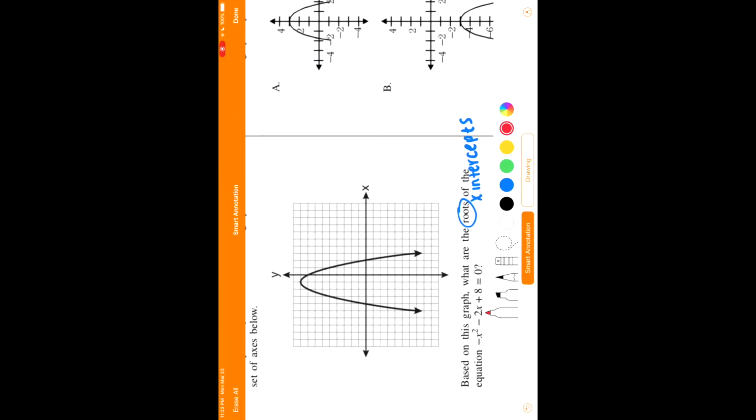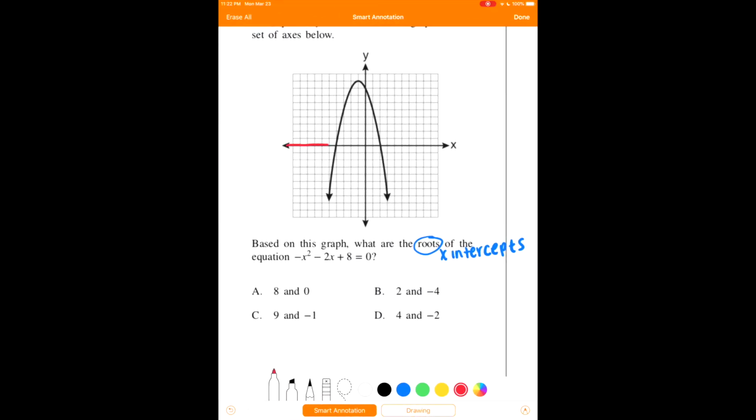So when I'm looking at my graph here, here's my x-axis. X-intercepts are similar to y-intercepts in that it's just right where the graph crosses the x-axis. So I'm going to count on my x-axis, and this value here is 2, and this value here is a negative 4. So my answer for that one is going to be B. So that was question 1.